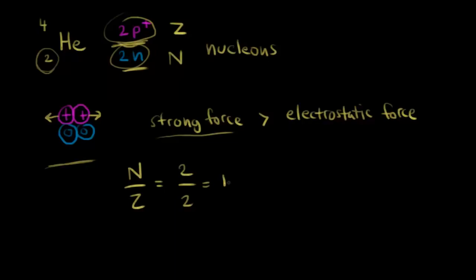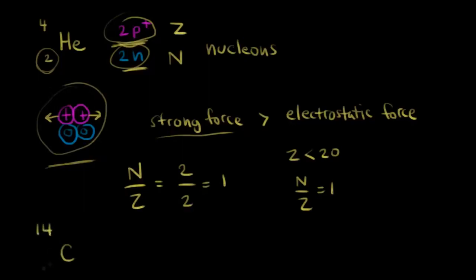It turns out that nuclei that have small numbers of protons, so if Z is less than 20, have stable nuclei when the N to Z ratio is equal to 1. So when N over Z is equal to 1, you can say you have a stable nucleus. Equal numbers of protons and neutrons turns out to be stable. So for this example, the helium-4 nucleus is stable. Thinking about that, let's look at carbon-14 next.